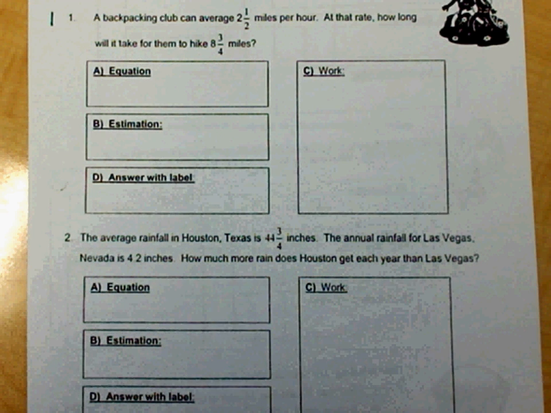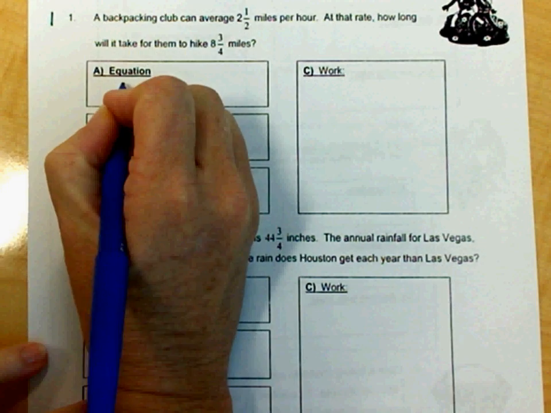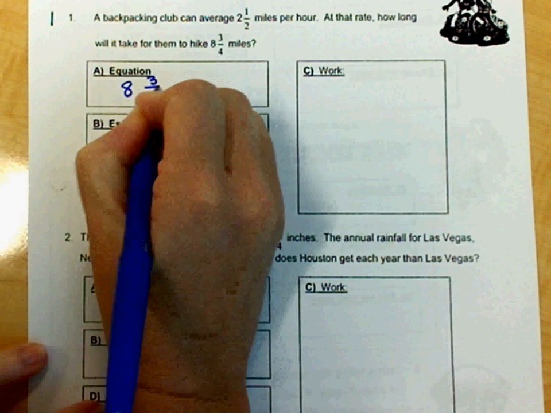Okay, we're going to look at problem number 1 in our review. We had to form an equation, have an estimation, and then do our work and get an answer. When reading this problem, it's like I'm going on a hike, and my hike is 8 3/4 miles long. So I'm going to write 8 3/4.